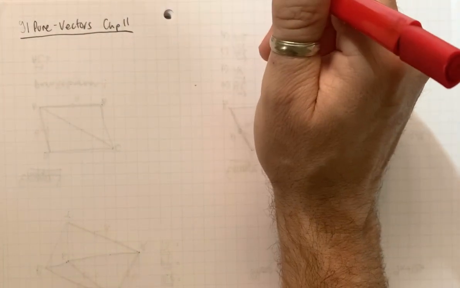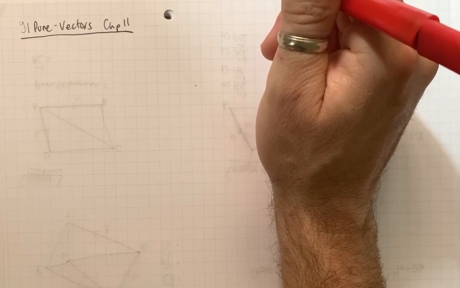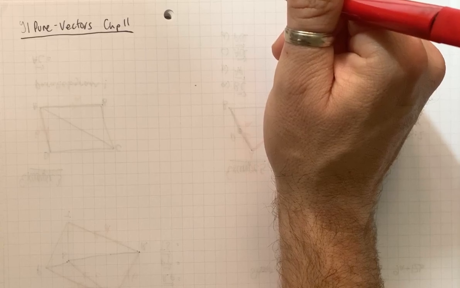So now chapter 11 in the Year 1 Pure course, which is on vectors. Again, most of this is GCSE work. So a vector is something which has both magnitude and direction.